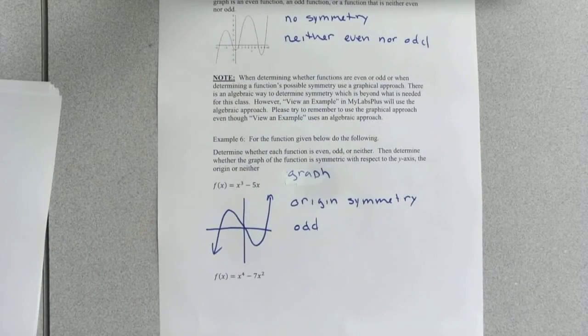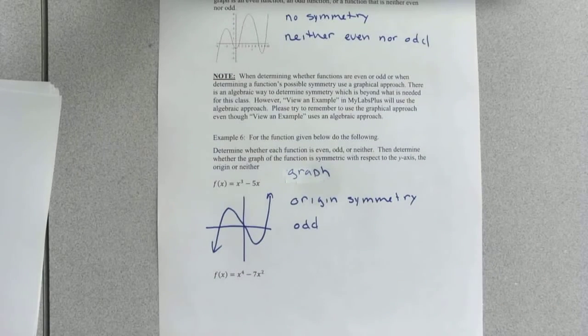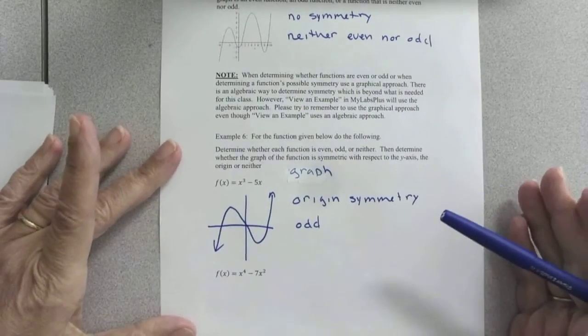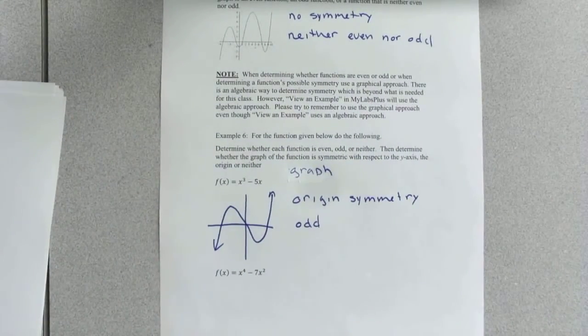And so that's the way you're going to do it. You're going to have to answer the question first, and do it in a different order than what the question in the homework is asking. The question in the homework is asking symmetry, then even, odd. You're going to have to do the whole thing first, then type in the answers. But graph it, then answer.